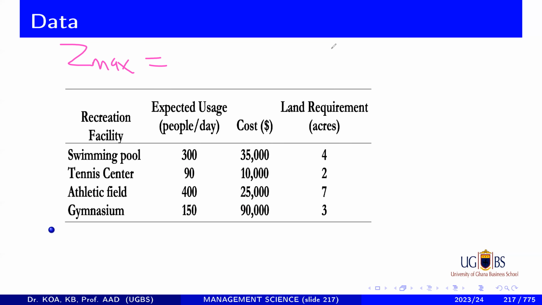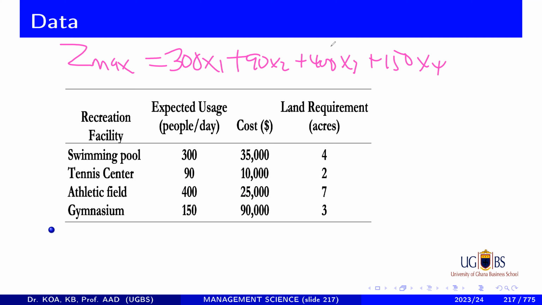Plus, so the lady has. Should I continue? Hold on. You continue. Hold on. I know you are itching to continue. So guys, remember, it's not just usage, but it's expected usage. So now you can continue. Plus what? Okay, 300 X1 plus 90 X2 plus 400 X3 plus 150 X4. Okay. So this is your objective function.